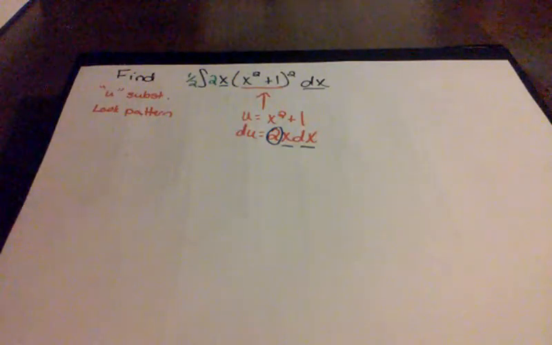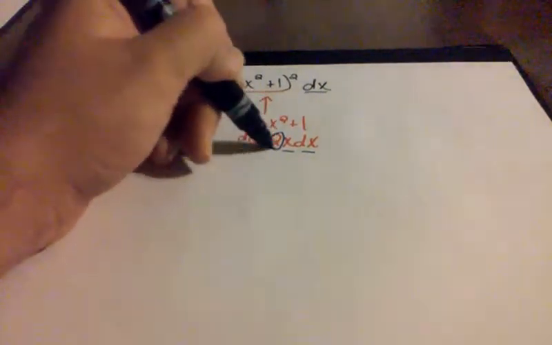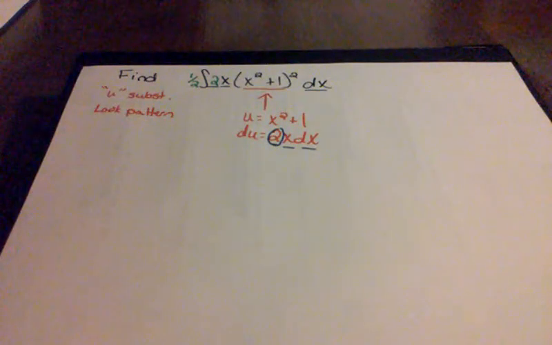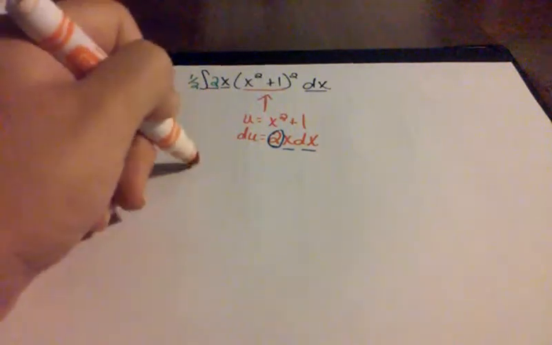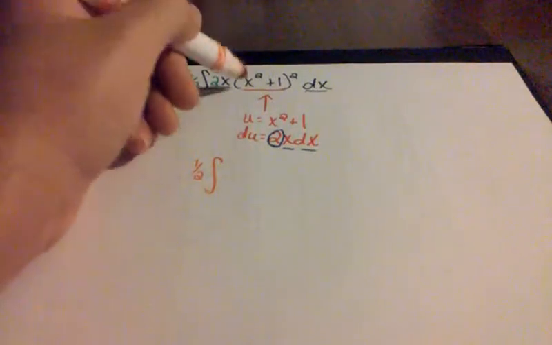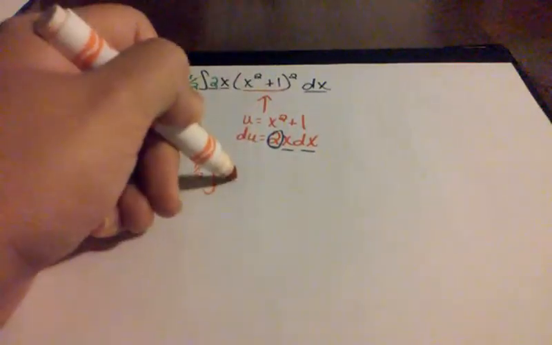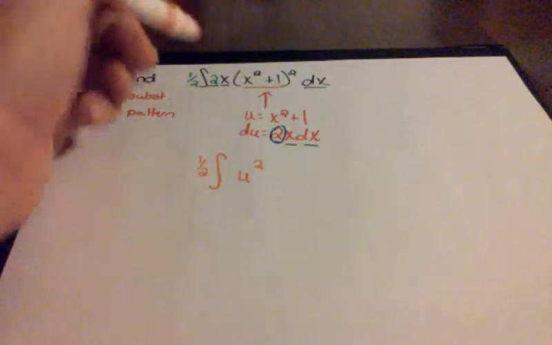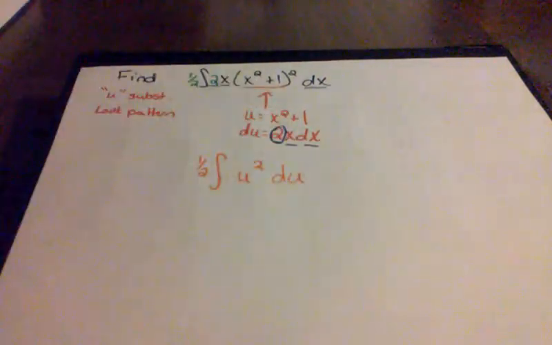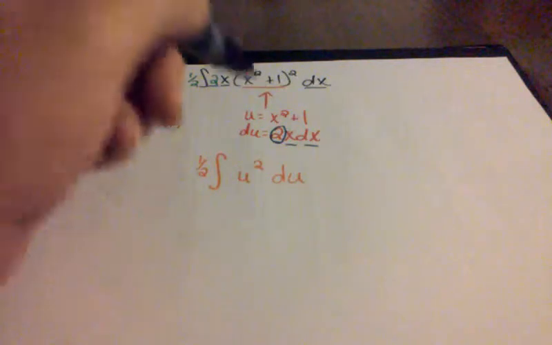So now that I've introduced this 2 into my integral and balanced it out by putting that half, I can now use my u substitution to rewrite this whole thing. Keep in mind, I still have the 1/2 outside of my integral, but I'm going to let the x squared plus 1 represent u, so that's going to be u squared, and I'm going to let 2x dx represent du.